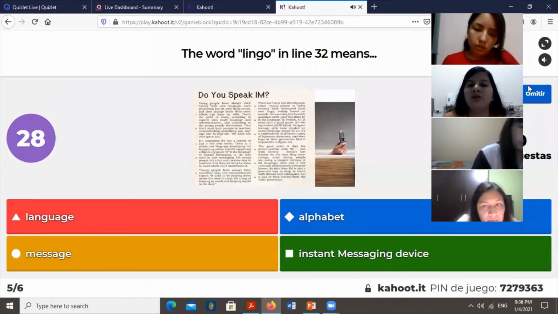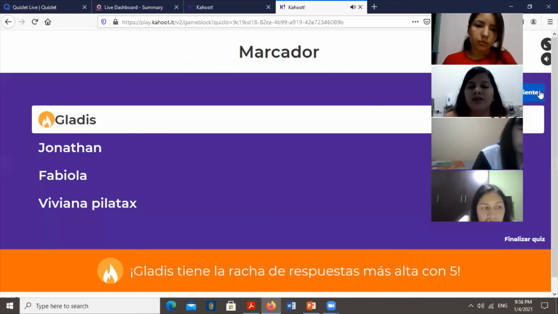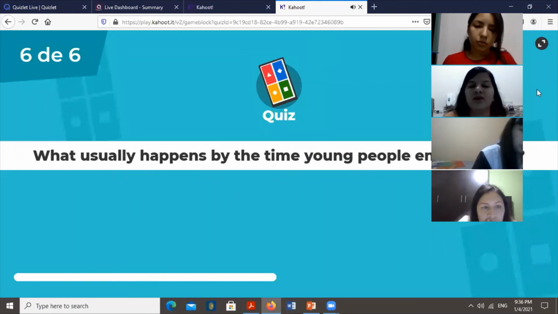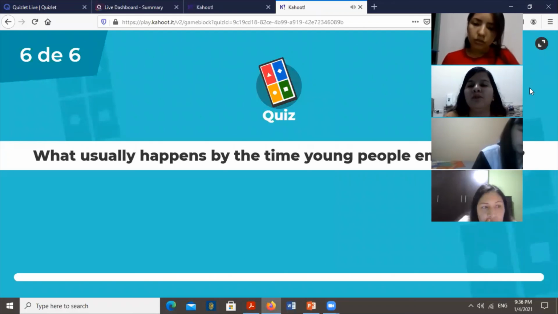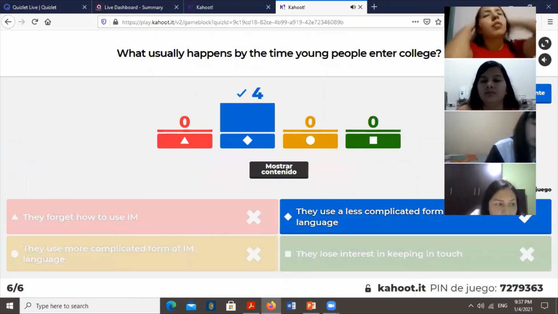The next: the word lingo in line 32 means language. Excellent. And the last one: what usually happens by the time young people enter college? Well done, they use a less complicated form of language.